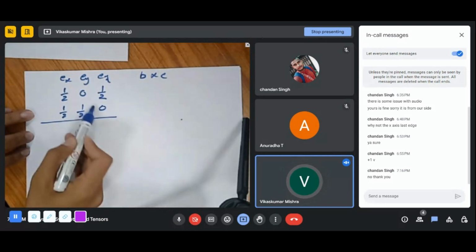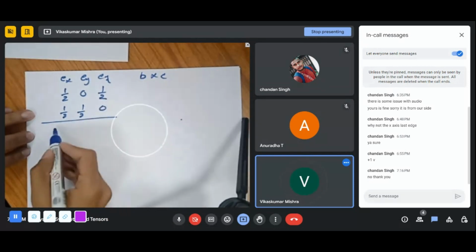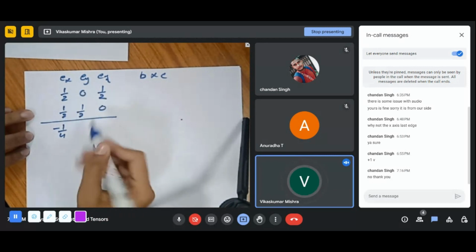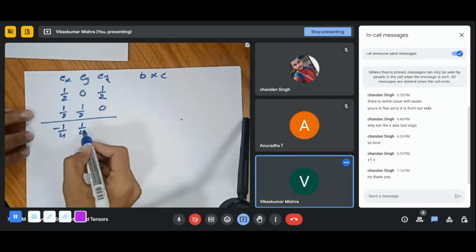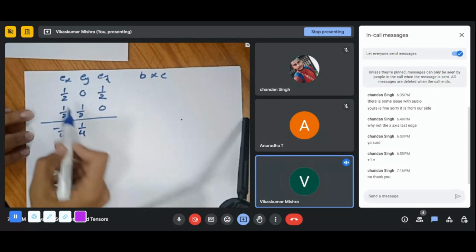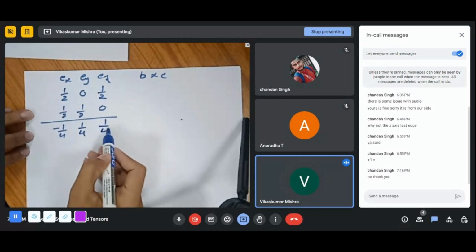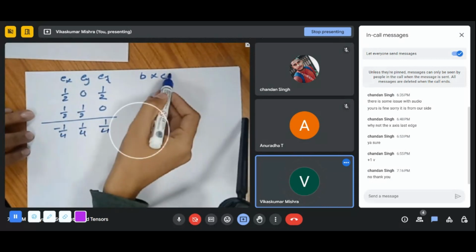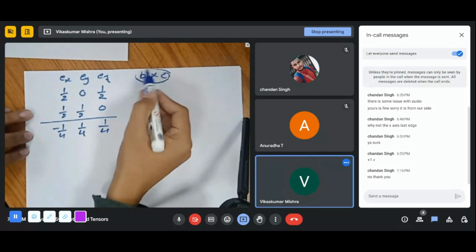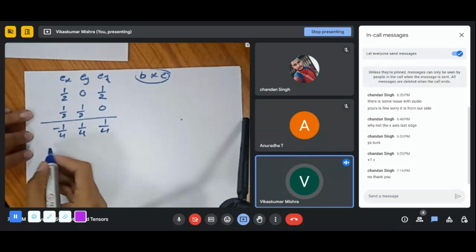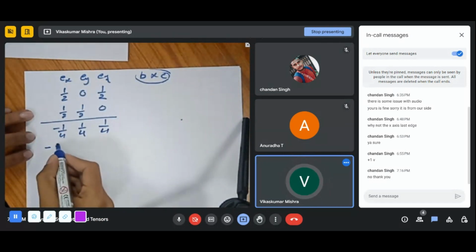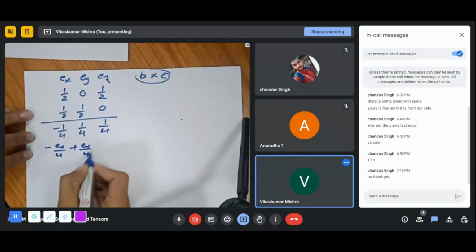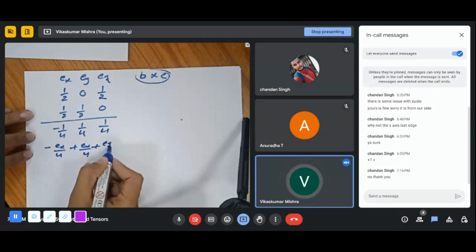For EX, this multiplied by this is 0 minus 1 by 4. For the EY, 1 by 2 and this will be 0. That is a plus of 1 by 4. For EZ, it is 1 by 4. This multiplied by this remaining is 0 only. So B cross C we got: minus EX by 4 plus EY by 4 plus EZ divided by 4.